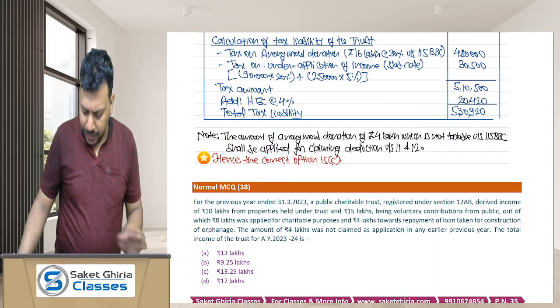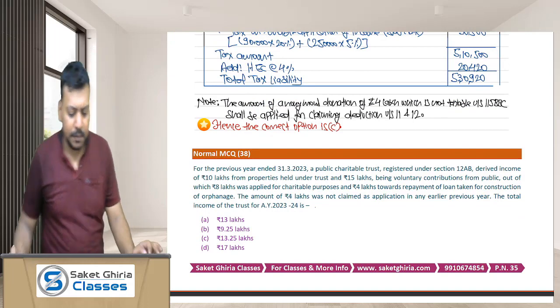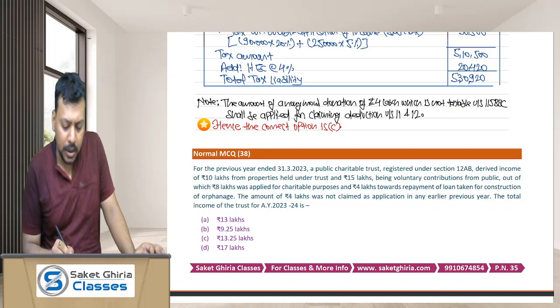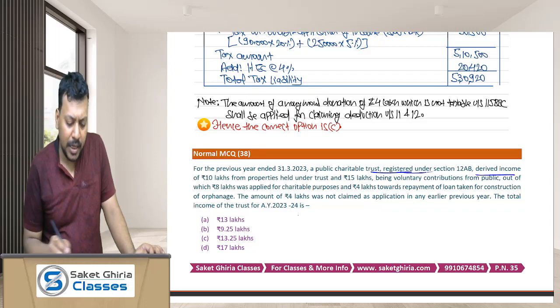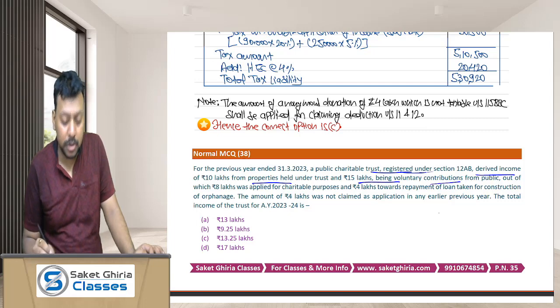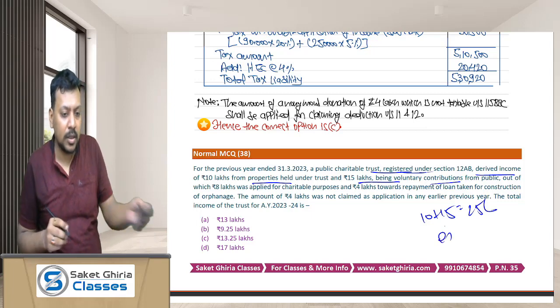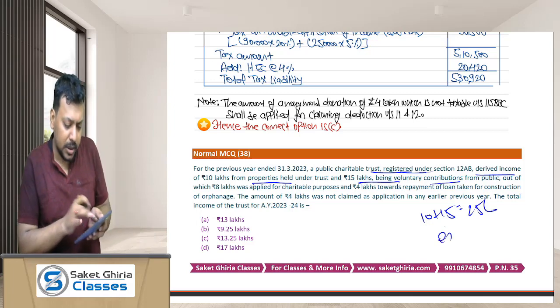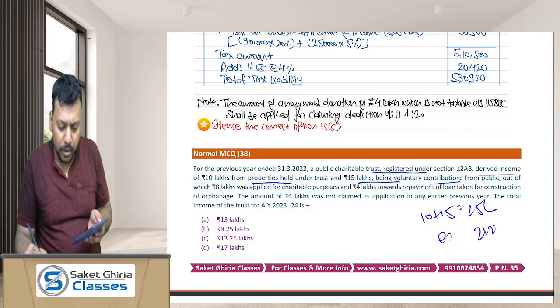Okay, so there is a detailed calculation. So the detailed answer is given. For the previous year 2022-23, a public charitable trust received income derived from rupees 10 lakh from properties and 15 lakh from voluntary contribution. So the total receipt is 10 plus 15, which means 25 lakh, out of which 15% unconditional accumulation is available, which means the amount that you have to apply is 21.25 lakh.